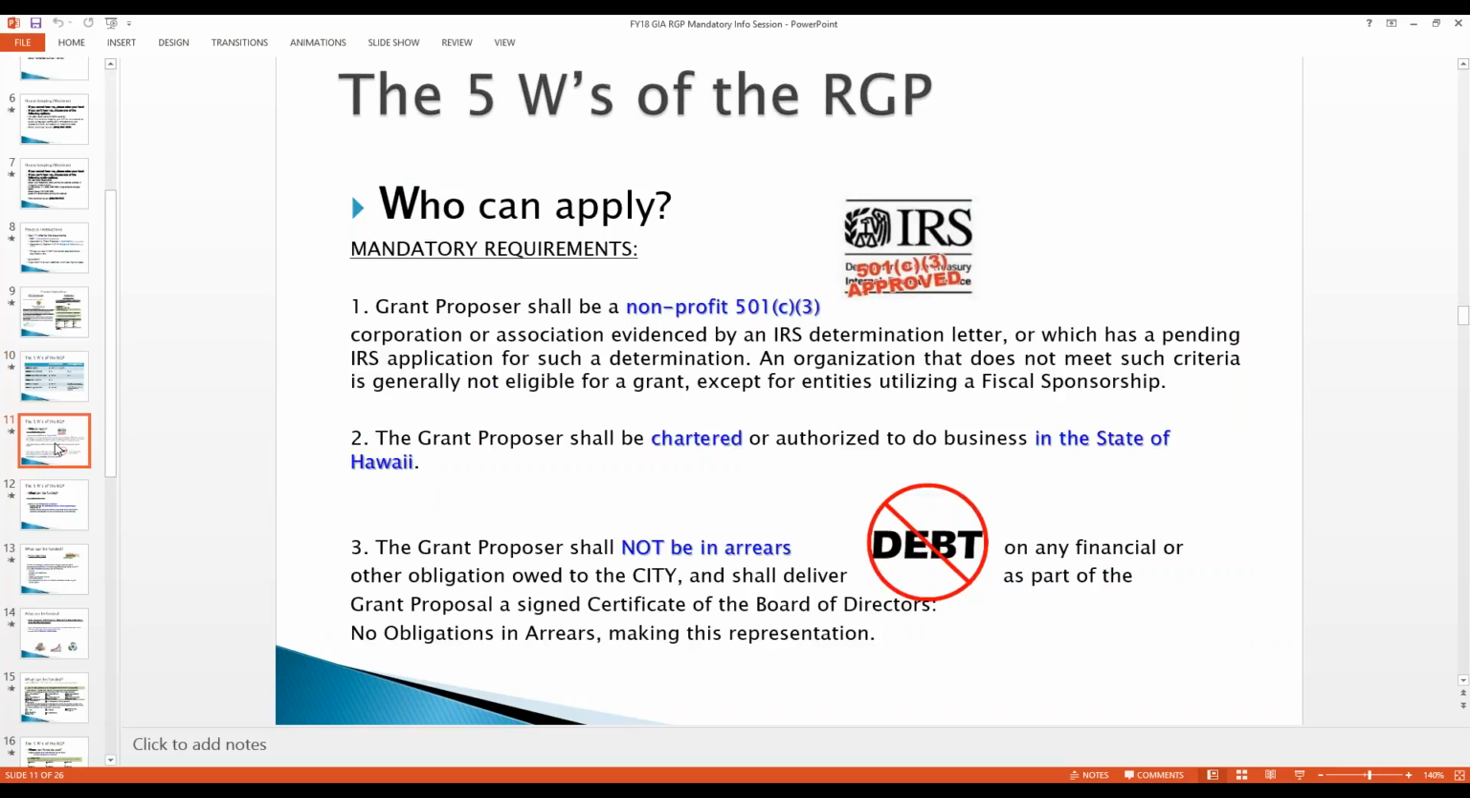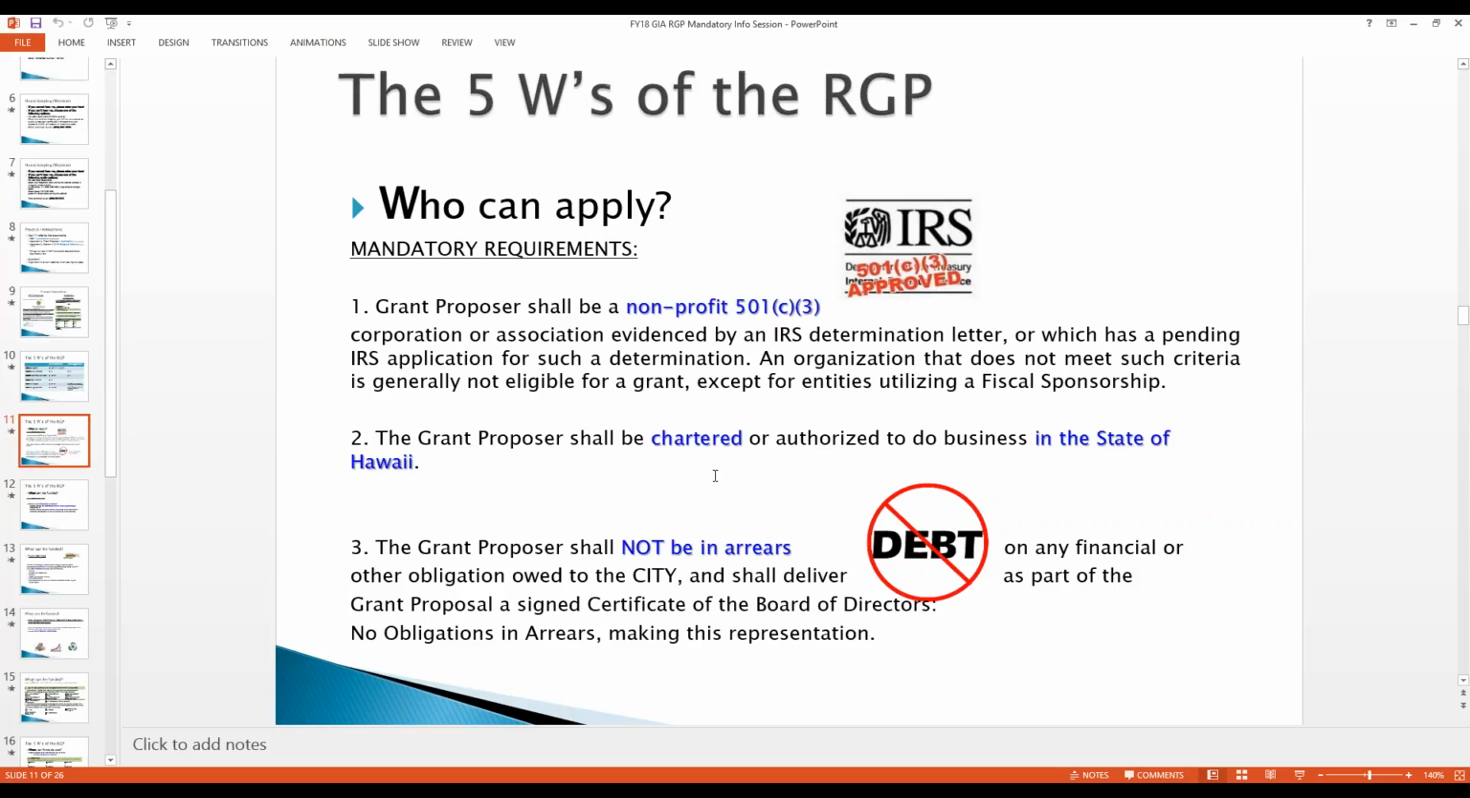Okay, so in order for the grant proposal to be reviewed by the Commission and subsequently scored, the grant proposal must meet mandatory requirements. First and foremost, the grant proposer shall be a non-profit 501(c)(3) corporation or association. And to evidence that, you will have to provide an IRS determination letter that proves this type of status granted to your organization.